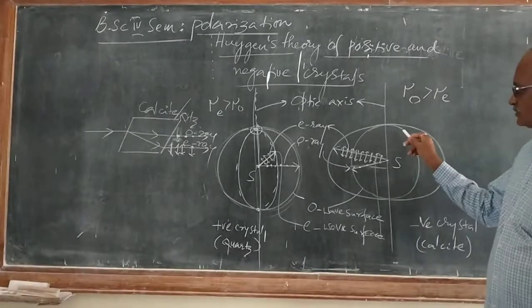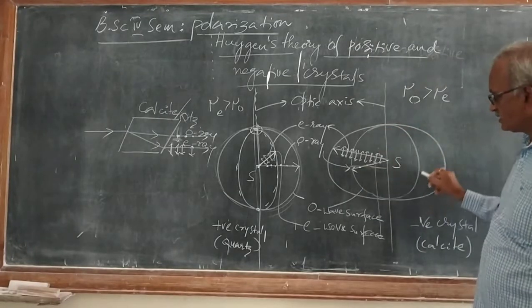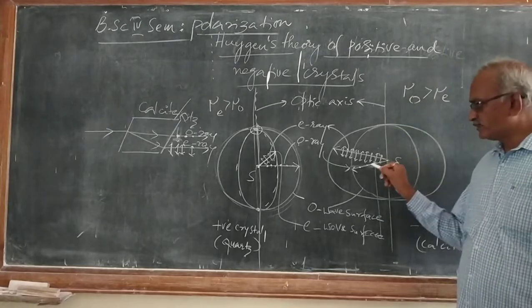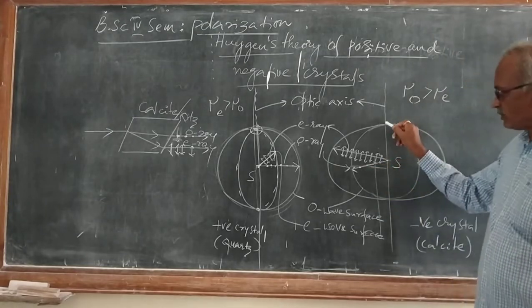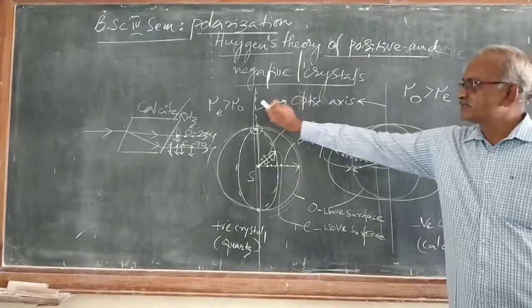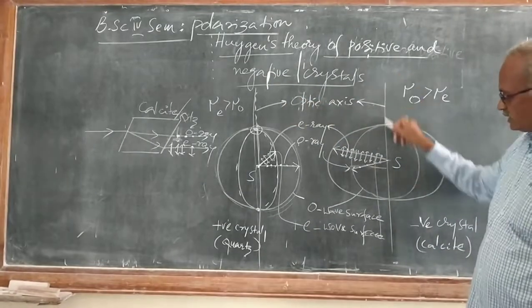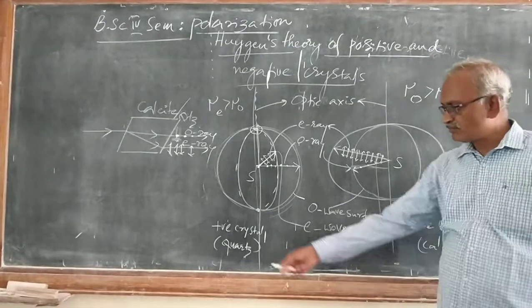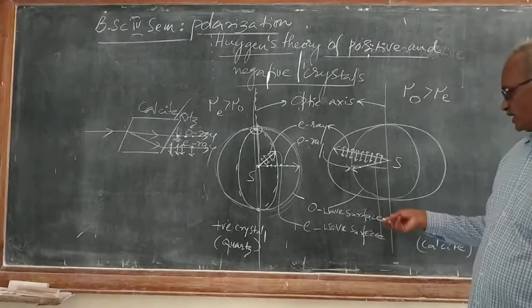So here, if you see the circle, this is where the velocity is common along the optic axis. I have shown it here on the board. Along the optic axis, the velocity is common for ordinary and extraordinary. It is common for positive crystal as well as negative crystal.